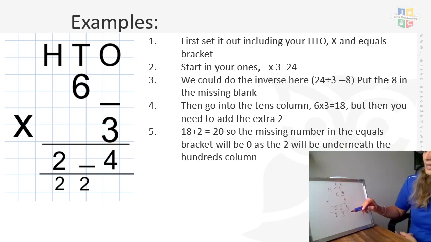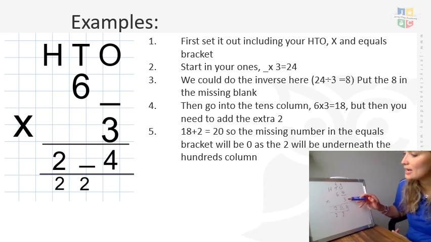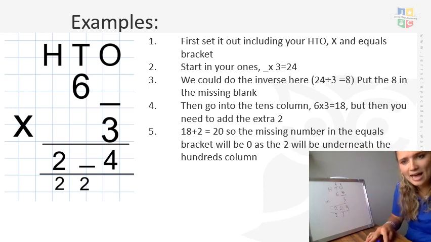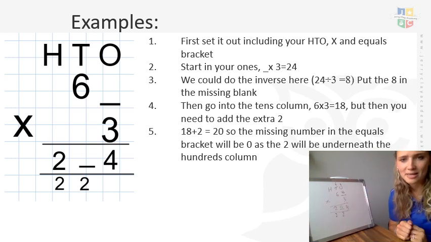So I can check it now. 6 times 3 is 18, add your 2 is 20, and then finally nothing times 3 is 0, and then add your 2, which is 2. So that's how you would work that one out. So exactly the same as how you'd normally work it out. Start in your ones, try and work it out the best you can.